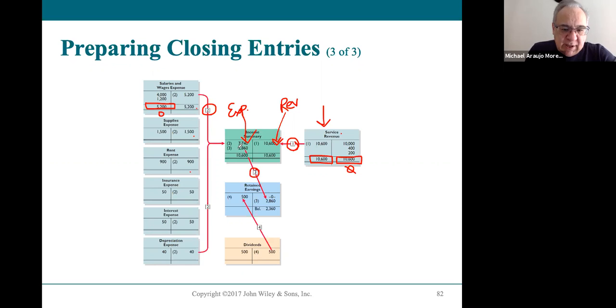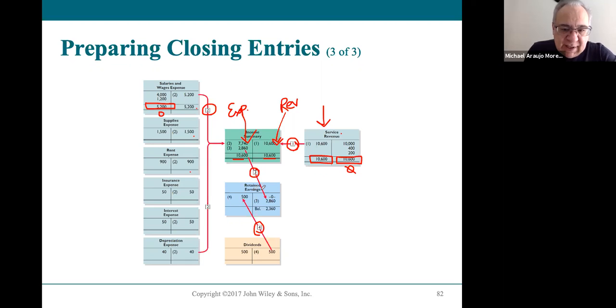So we close the income summary account. Again, to close the account, both sides need to be equal. We move that over to the retained earnings. And the last step we do is close dividends and move the dividends into retained earnings.